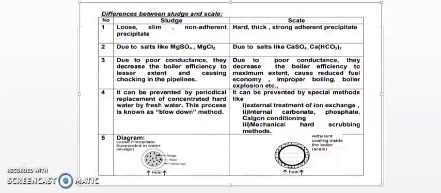This is the difference between scale and sludge.